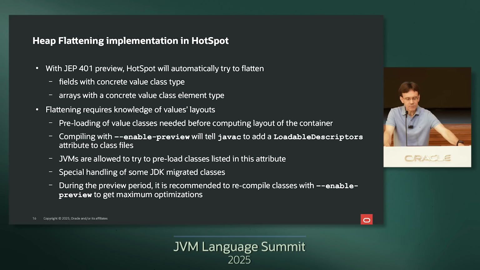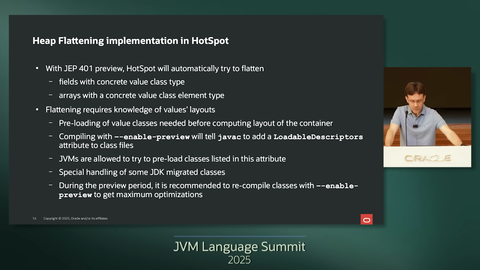So, the heap flattening implementation in HotSpot. In JEP 4.1 preview, HotSpot will automatically try to flatten all fields with concrete value class types and all arrays with a concrete value class element type. But in order to flatten something, you need to know the layout of this thing. You need to preload the value classes before computing the layout of the container.